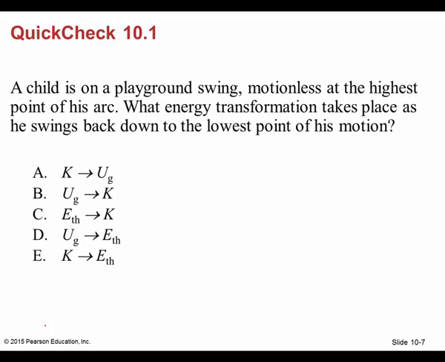What energy transformations take place as he swings back down to the lowest point? Would it be kinetic to potential or potential to kinetic? So what do you think? Well, it would definitely have to be gravitational potential to kinetic, because what pulls the child on the swing back towards the surface of the earth? It is gravitational potential energy, and of course that energy is being changed into kinetic, okay?